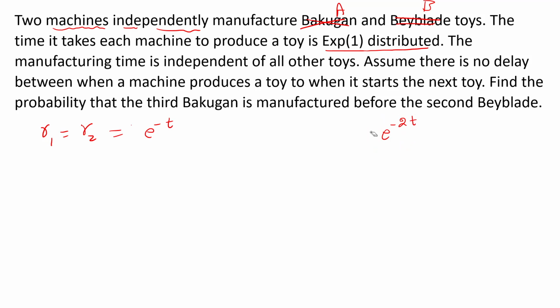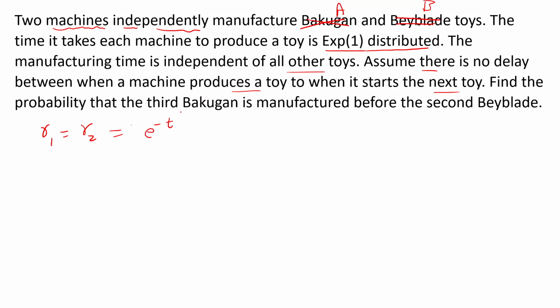So that's what it means, that it manufactures 2 units per unit time, 2 lambda e to the power minus lambda t. And it does not depend on other toys. That is called memorylessness. There is no delay between the machine producing a toy and starting the next toy. So the independence of events and memorylessness are the key things we are looking for.